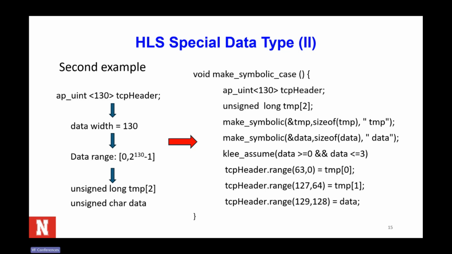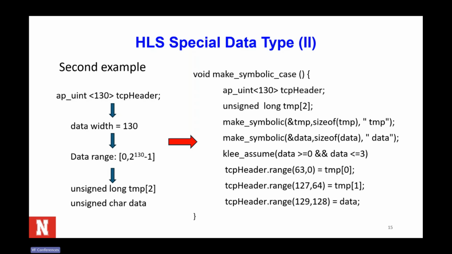This is another example. This special variable has a long bit width. It's 130. And the data range is very big. How could we fix this issue? We need to create 3 symbolic variables.